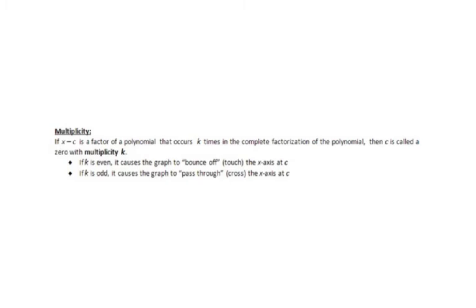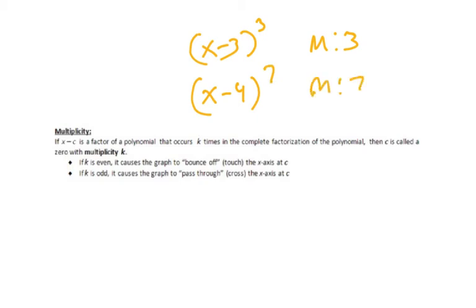Multiplicity. If you have something that repeats, like x minus 3 cubed, then what we have is a multiplicity of 3, because it repeats itself 3 times. x minus 4 to the 7th would have a multiplicity of 7. What's important to realize is that if it's even, it bounces off, and if it's odd, it passes through. These are the rules that we're going to use, and I'm going through it quickly because I think an example makes more sense.